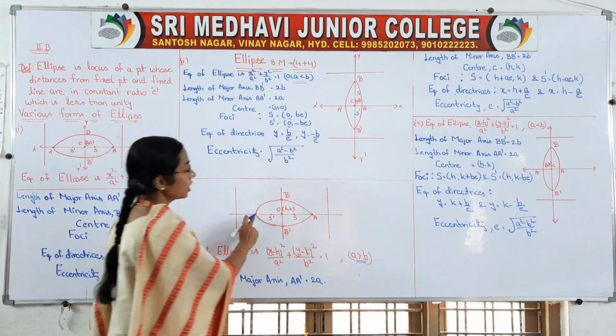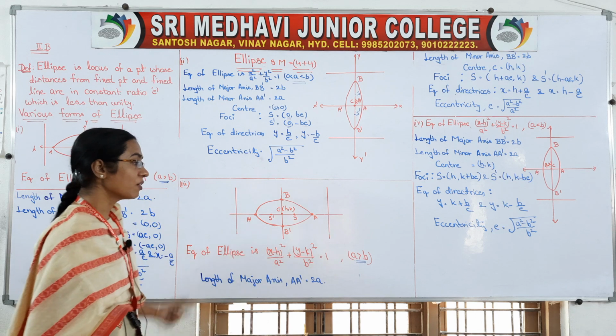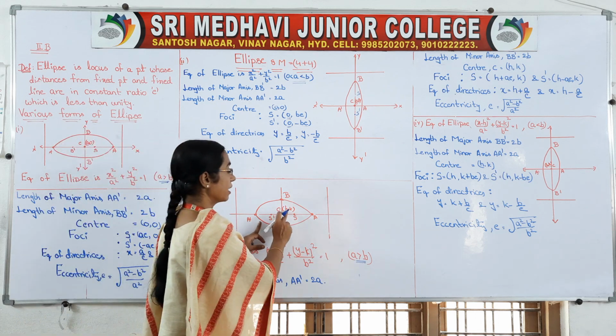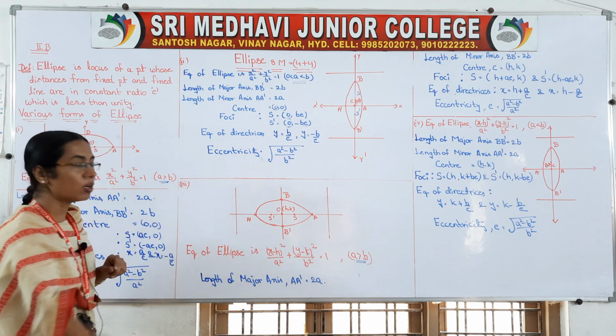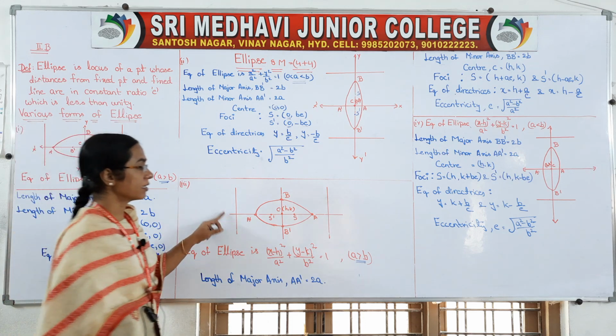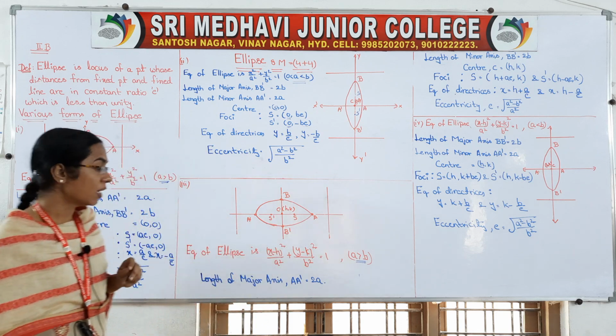Okay. So the length of the major axis is along this one. Along which line? This line, right? So we can write this as x is equal to h and we can write this as y is equal to k.